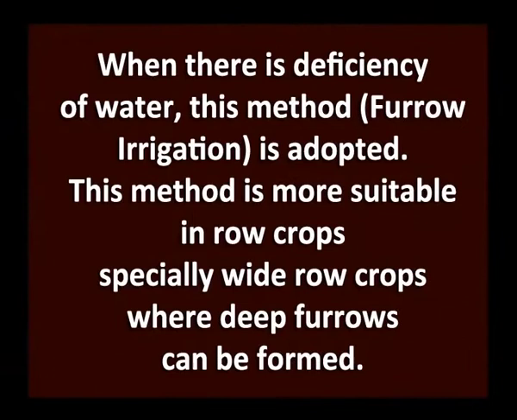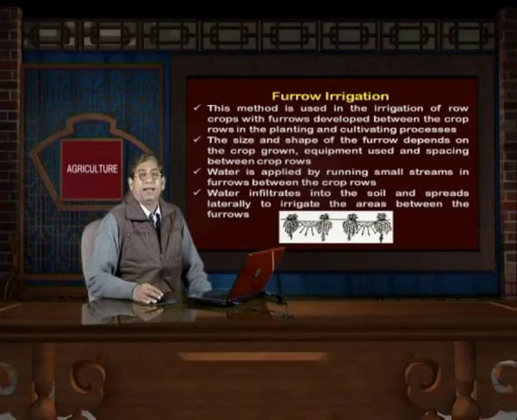When there is deficiency of water, this method is adopted. This method is more suitable in row crops, especially wide row crops where deep furrows can be formed, and where there is more limitation of irrigation water. In that case, alternate furrow irrigation or skip furrow irrigation may be adopted. For sugarcane, for cotton, especially for BT cotton, this method of irrigation is very effective.